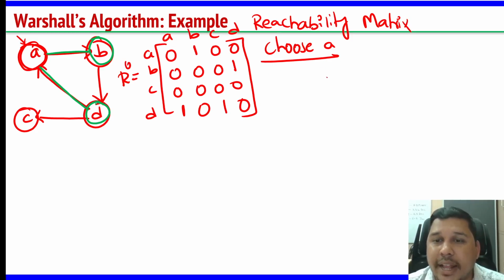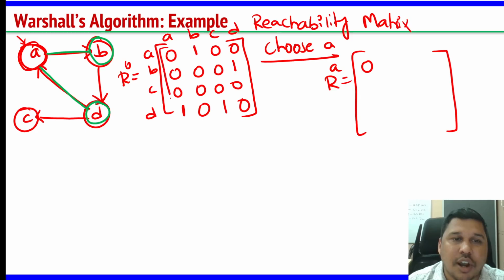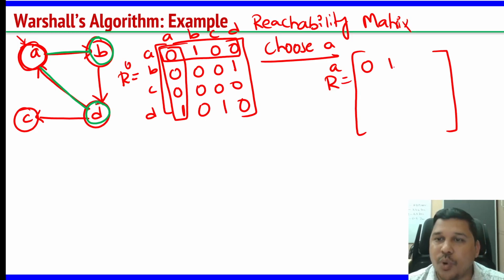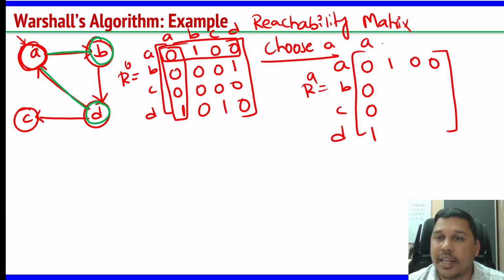So, when you choose A, I will write RA. Let me write that matrix here. When you are choosing A, you should not touch the first column and the first row. You have to write it as it is here. So, this is 0 1 0 0 and this is 0 0 1. Okay. So, I will just write it here, RA equal to A, B, C, D, A, B, C, D. Because using A, you cannot show a path to A. That is not possible. Only to B, C, D you can show. That is why I fixed it like this.